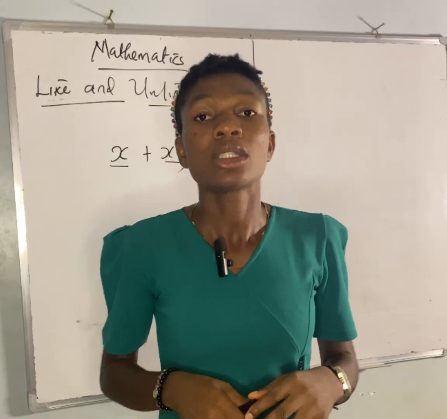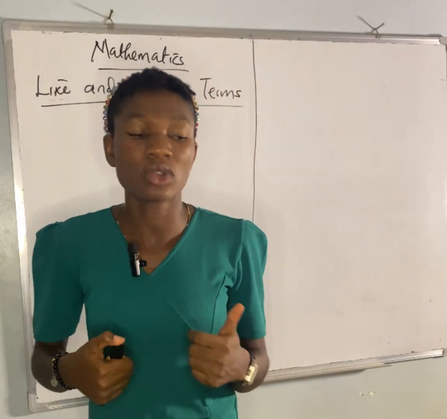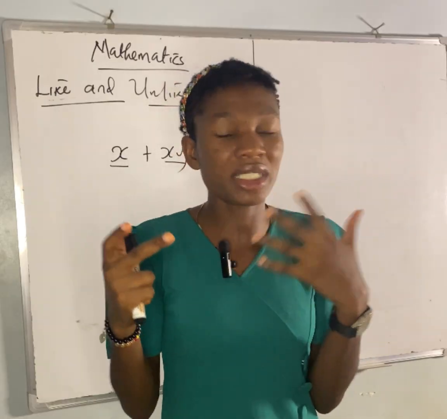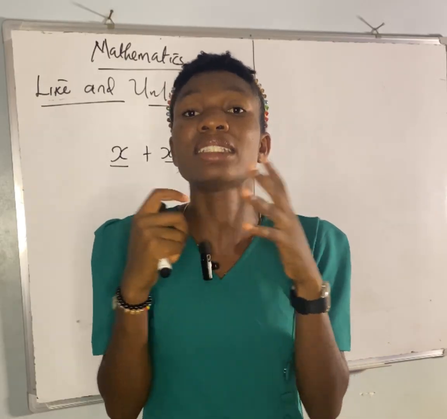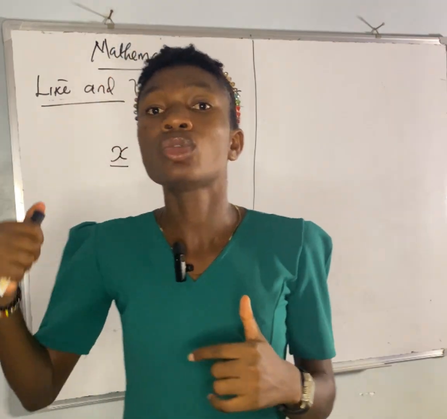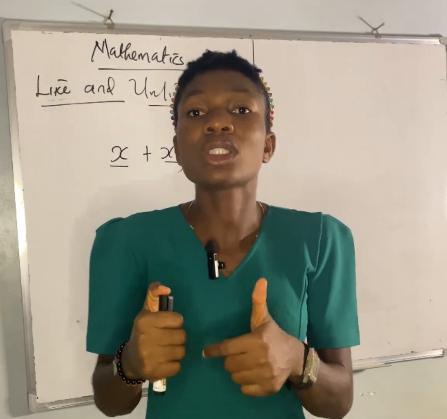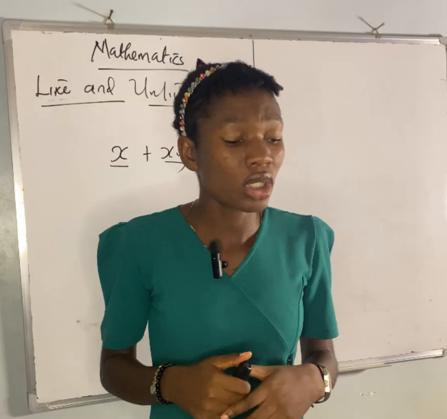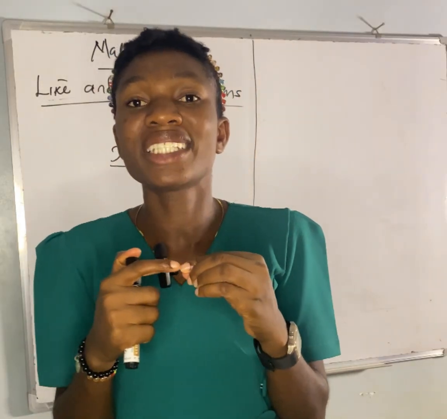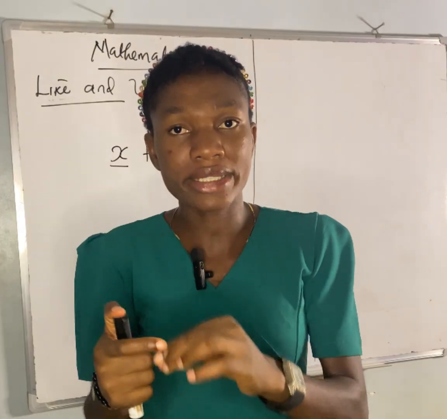Is that okay? Now, today we are still going to be looking at like and unlike things. Like I said, it's more of a revision, just basic things that people need to know to avoid certain mistakes we make in maths. We need to know this. Now, I'm through with addition and subtraction. Today we'll be taking a step forward to look at multiplication of like and unlike things.